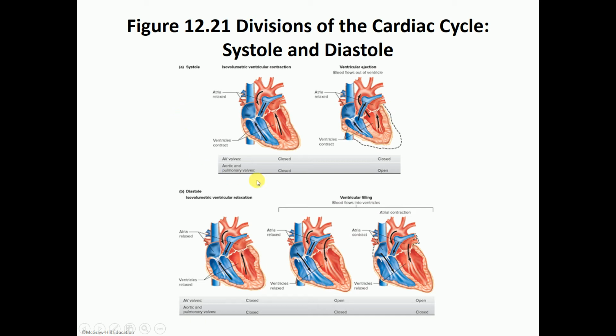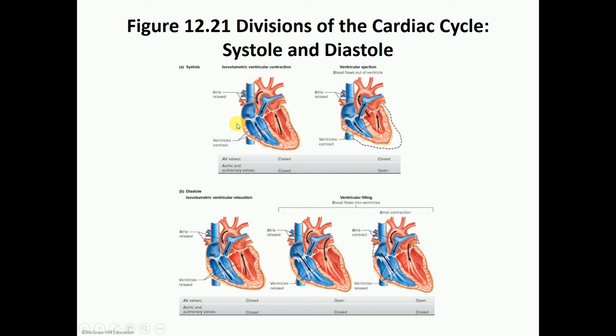Above, the part on the top represents the changes that happen during ventricular systole, while the part on the bottom represents what happens during diastole. So let's take it one step at a time. The very first part of systole is called the isovolumetric ventricular contraction. During this kind of contraction, both of the AV valves and the semilunar valves are closed.